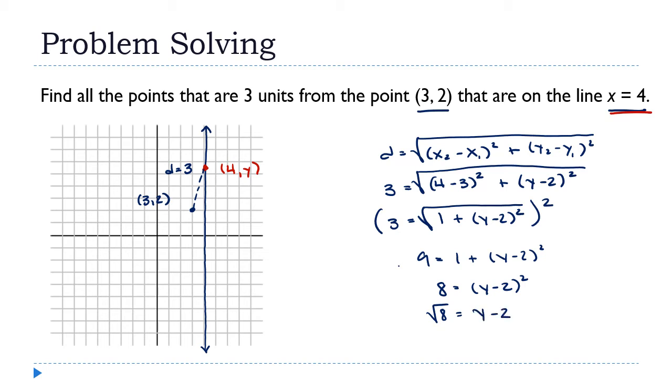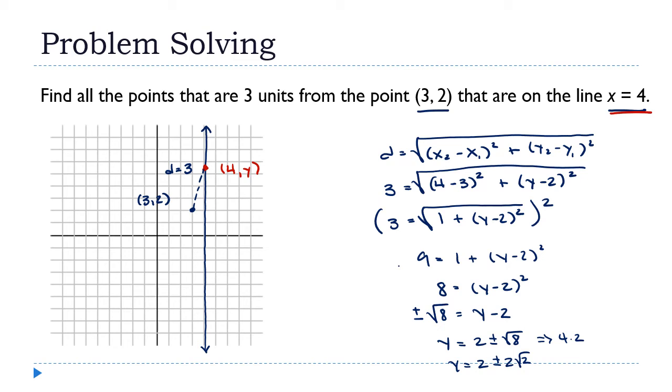Now, you've got to be careful. This is not it. I left something out. This is a very common mistake. Remember, when we're solving an equation and you take the square root of both sides, you have to put plus or minus in front of that square root. All right, so add 2. Y equals 2 plus or minus the square root of 8, and we're really not done. 8 is 4 times 2, so I can simplify this a little further. Y equals 2 plus or minus 2 times the square root of 2.